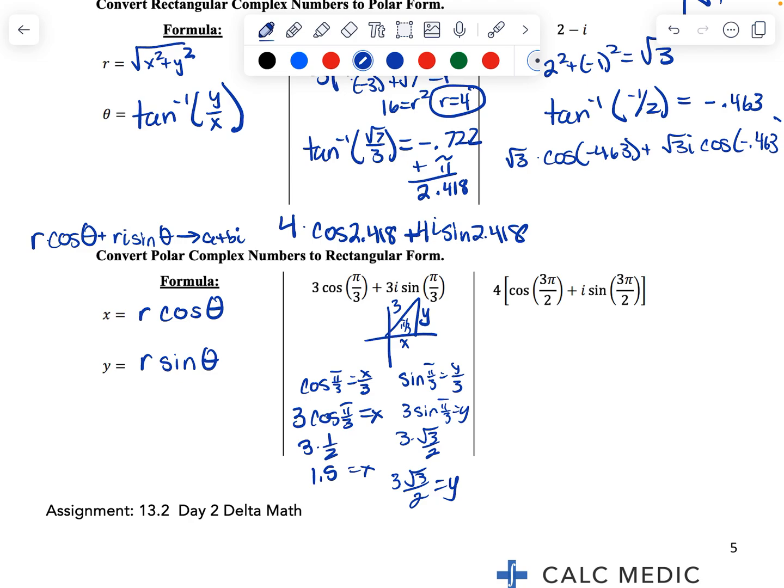Okay, so this one, it's the same thing, it's just in factored form. So there's our radius, and there's our angle. So 3 pi over 2 and 4. Well, that's pretty easy, because there's no x movement, right? So it'd be 0 minus 4i, because it's just going down 4.